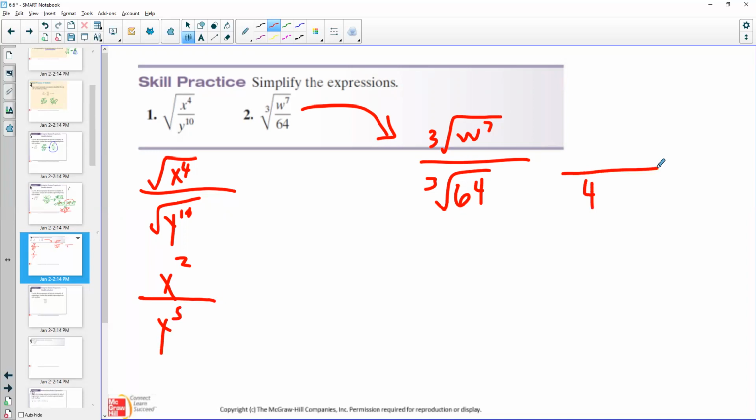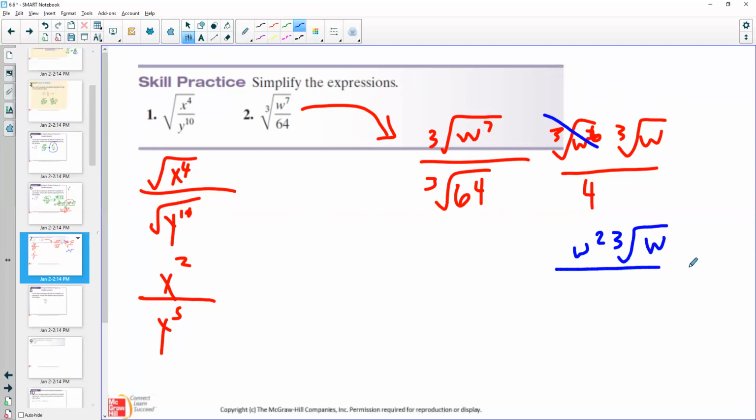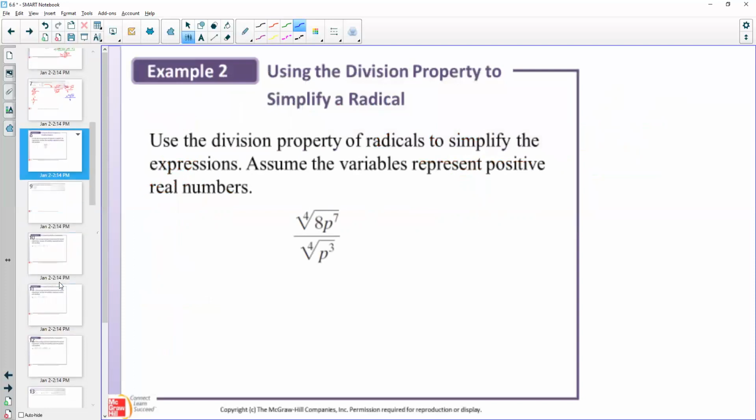Cube root of w to the 7th, I'm looking for something that is divisible by 3, so I'm going to make that a 6. And the cube root of w. The cube root of w to the 6th is w squared. Cube root of w just is over 4. Okay? All right, let's see what happens here.